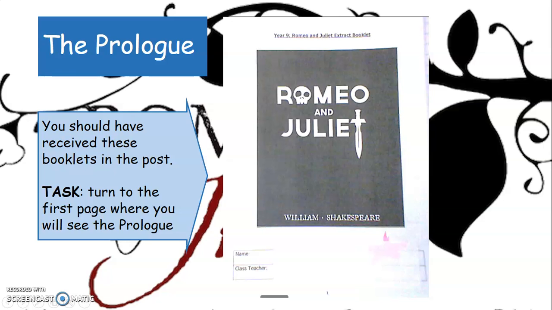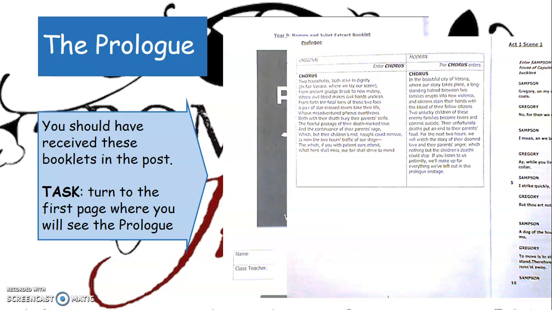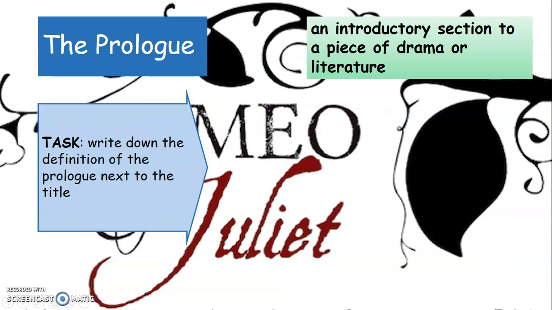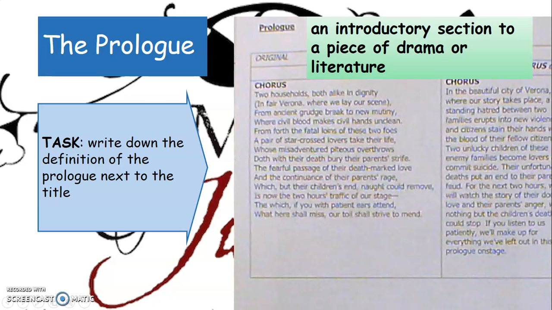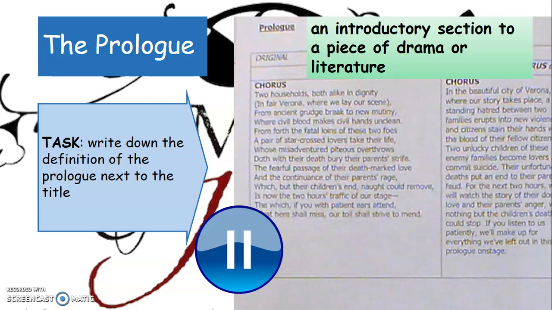So first of all, you should have received this in the post. I need you to turn to the first page where you see the prologue. I would like you next to the prologue to write down the definition of what a prologue is, and it's an introductory section to a piece of drama or literature. And Shakespeare often uses these within his plays, and you can see he's here for Romeo and Juliet. So pause the video and copy down the definition.